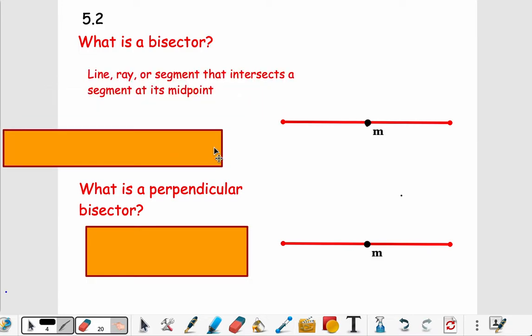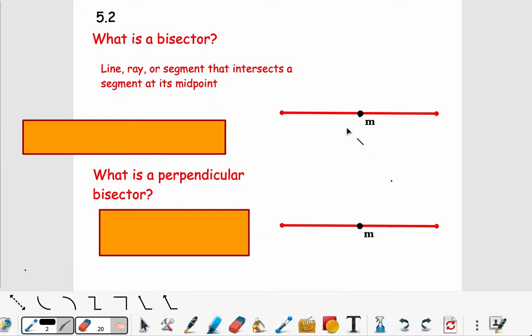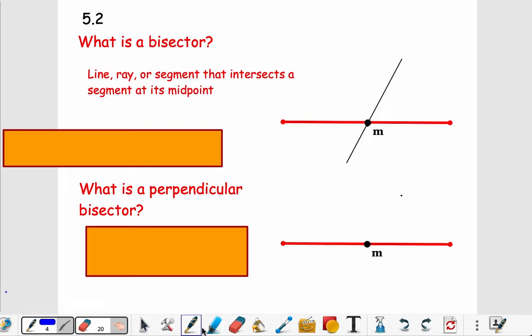So a segment bisector would be a line, ray, or segment that intersects a segment at its midpoint. It's anything that cuts through the midpoint. And the way you know it's a midpoint is because you get congruent sides here and here.